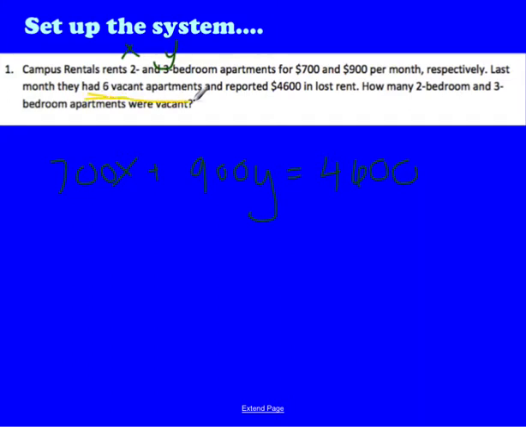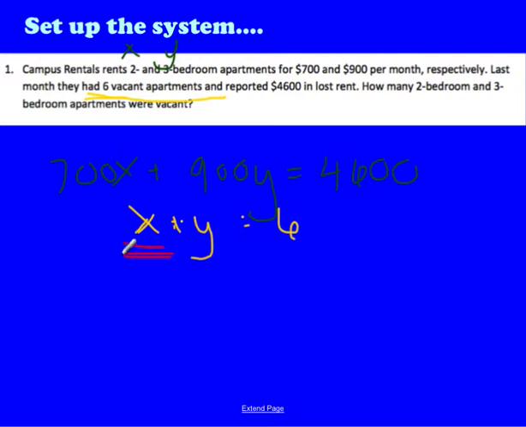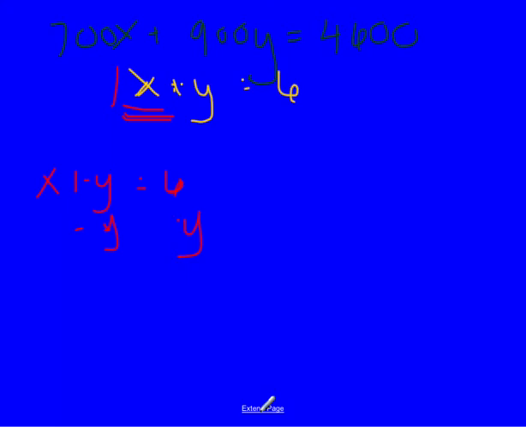Okay, so then let's take a look at that next one. So it said they had 6 vacant apartments. So between the number of 2 bedrooms and the number of 3 bedrooms, it needs to be 6 total apartments. So let's go ahead and solve this system using substitution. What I notice is that this X has the coefficient of 1. So I'm going to take this equation, X plus Y is equal to 6, and solve it for X. I'm going to subtract Y from both sides, and then I get that X is equal to a negative Y plus 6. So X is equal to a negative Y plus 6.